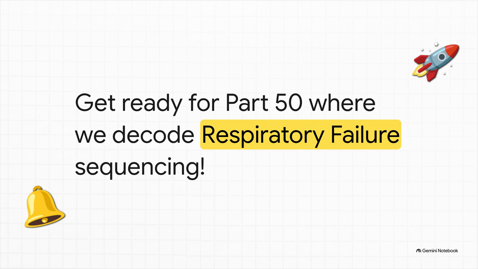In Part 50, we'll dive into Section IC10.B to decode acute respiratory failure. How exactly do we sequence an acute on chronic failure, and what happens to our claim when mechanical ventilation enters the picture? I'll leave you to think about that, and I will see you in the next explainer.